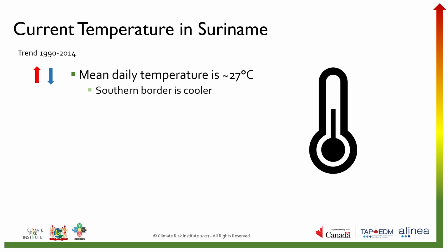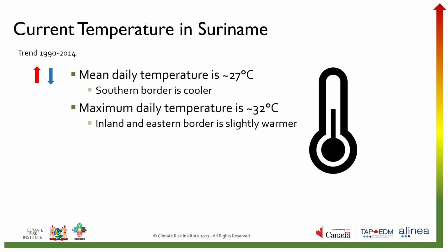What about the maximum daily temperature? So the maximum daily temperature would be, in a day, what is the highest temperature that you could experience? In Suriname, the maximum daily temperature is 32 degrees Celsius for most of Suriname, and its maximum values are found slightly inland and on the eastern border, where it is around 33 degrees Celsius. If we look at the trend in maximum daily temperature from 1990 to 2014, again, we see an increase in the max daily temperature in the north and a decrease in the center and the south of Suriname.